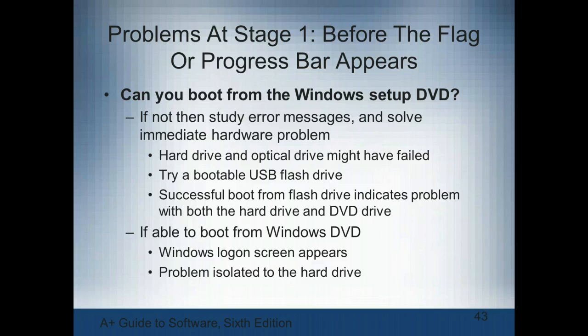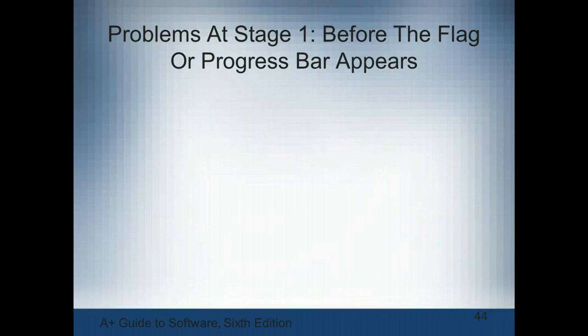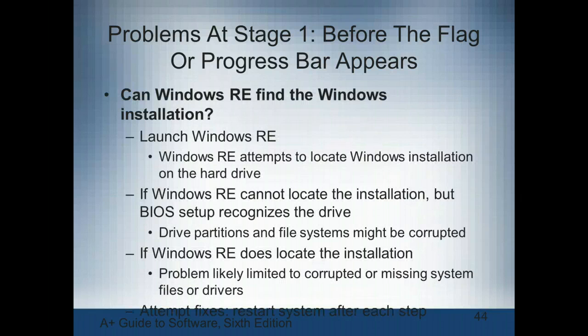Boot from DVD setup, a successful boot from a flash drive. If able to boot and the Windows logon screen appears, the problem is isolated to the hard drive. Can we boot from other devices? Is it a hard drive problem? It could easily be a hard drive problem. In Windows RE, can it find a Windows installation? That's the one we were looking at, and it did find a Windows installation on mine.